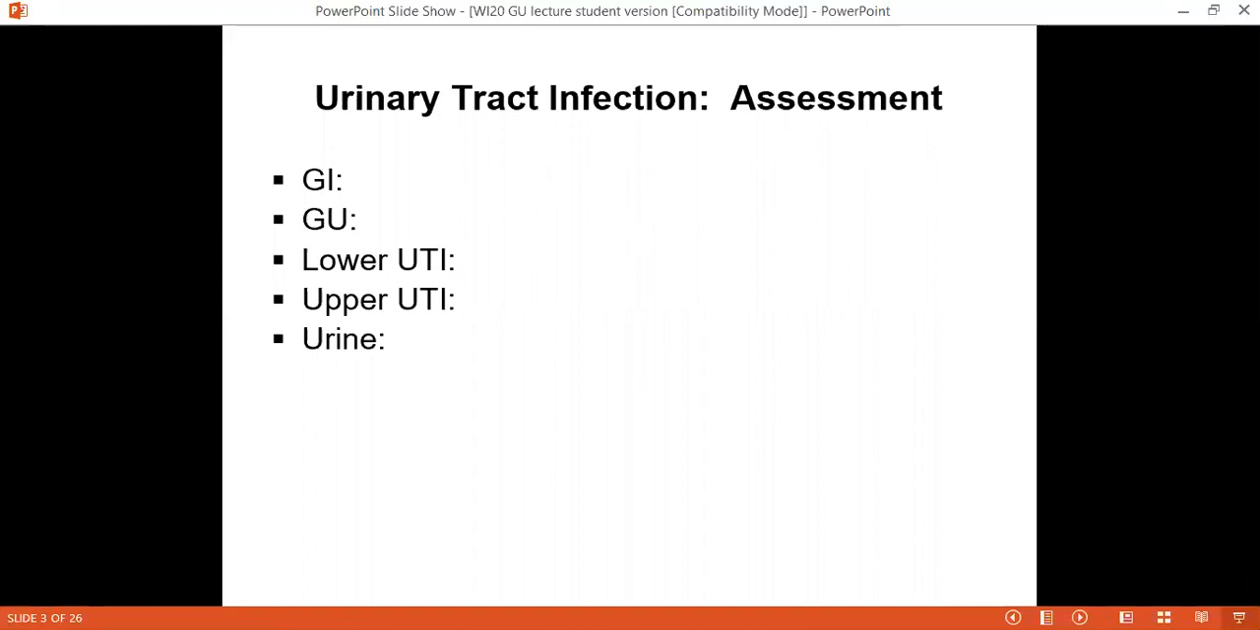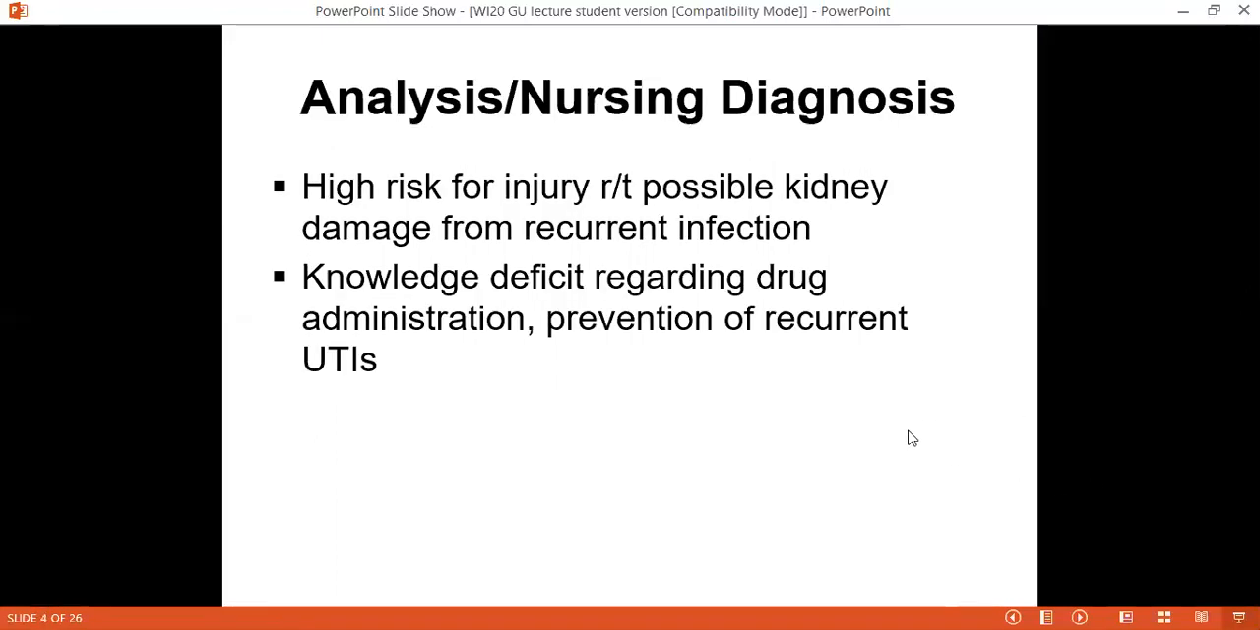What we could see their urine looking like is cloudy. It can be thick with strands of mucus and pus. If we send the urine for a culture, we'll see numerous white blood cells. We could see red blood cells possibly, and it could have an unpleasant odor as well. The things that we worry about with the urinary tract infection are high risk for injury related to possible kidney damage from recurrent infection, knowledge deficit regarding drug administration, and prevention of recurrent UTIs.